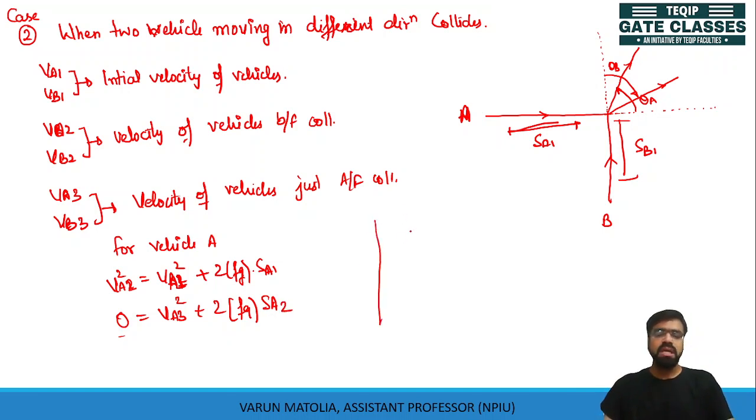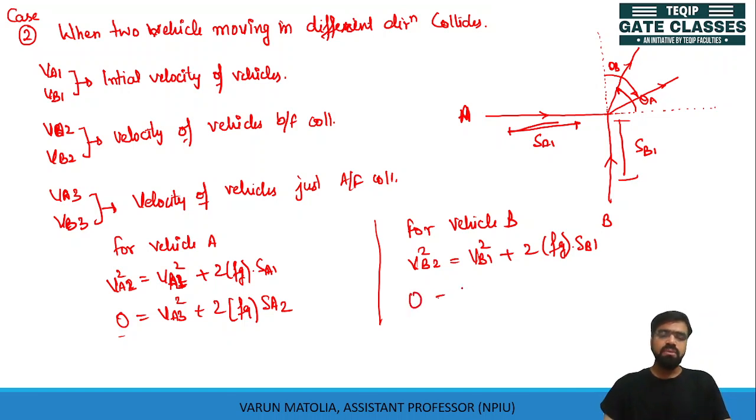Similar equations can be used for vehicle B. This is VB2 square, the velocity just before the collision, equals VB1 square plus 2FG SB1, and the equation after collision will be 0 equals VB3 square plus 2FG SB2. The skid marks after collision for vehicle B is this.